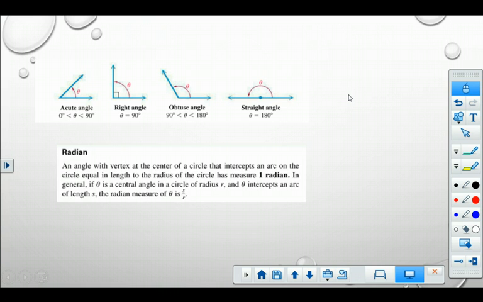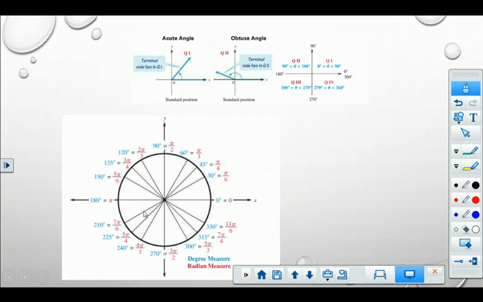we know that there's acute angles which are less than 90 degrees. We know that there's right angles, obtuse angles, and straight angles. A radian is an angle with a vertex at the center so that you got a 1-to-1 ratio. The radius is 1-to-1. So that's what that is, 1 radian. Put that in terms of theta, and we'll get to radians in just a minute.